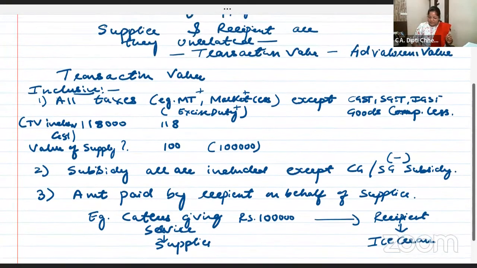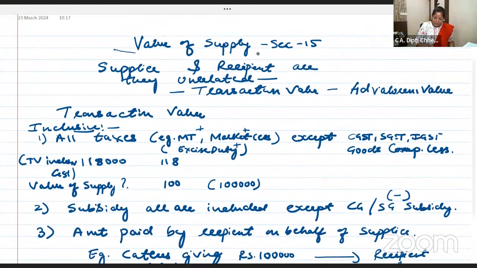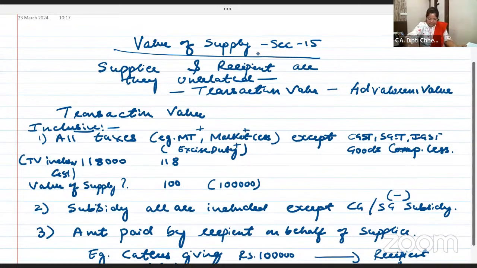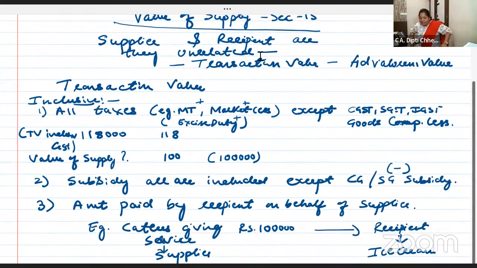So write down. If you have missed this, write down. We have started with value of supply. It's not a break, just 2 minutes, I'll be back. Please write this. Understand this. Based on it, 5 out of 5 marks are yours.